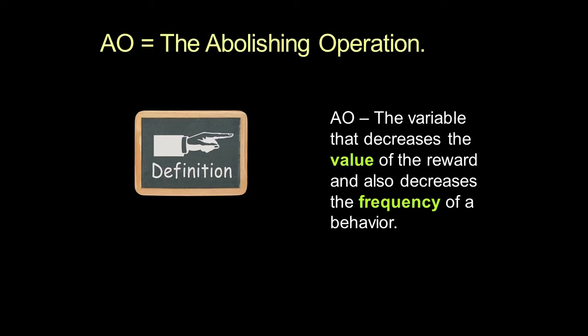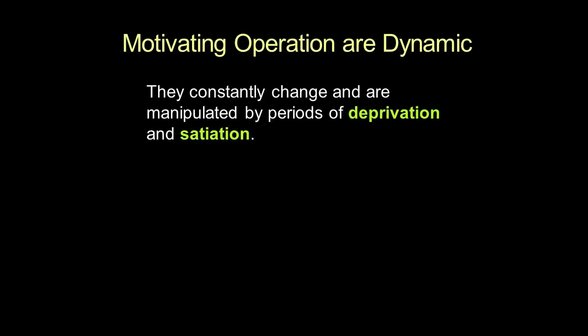The second type of MO is the AO, or abolishing operation. It's the variable that decreases the value of the reward and also decreases the frequency of a behavior. Food can also be an abolishing operation. Once you've had enough food, then you abolish the effectiveness of food as a reinforcer and therefore decrease the likelihood of a response. It's important to understand that motivating operations are dynamic.